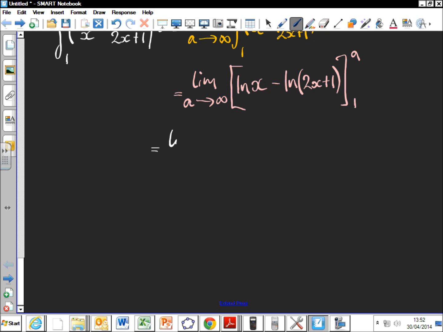Okay, keep this written like this. I'll underline it. So I'm going to sub in the a, so I'm going to get ln a, take away ln of 2a plus 1, and I'm going to sub in 1, so it's going to be minus ln 1 plus ln 3. Is that, yeah? You okay with all that?